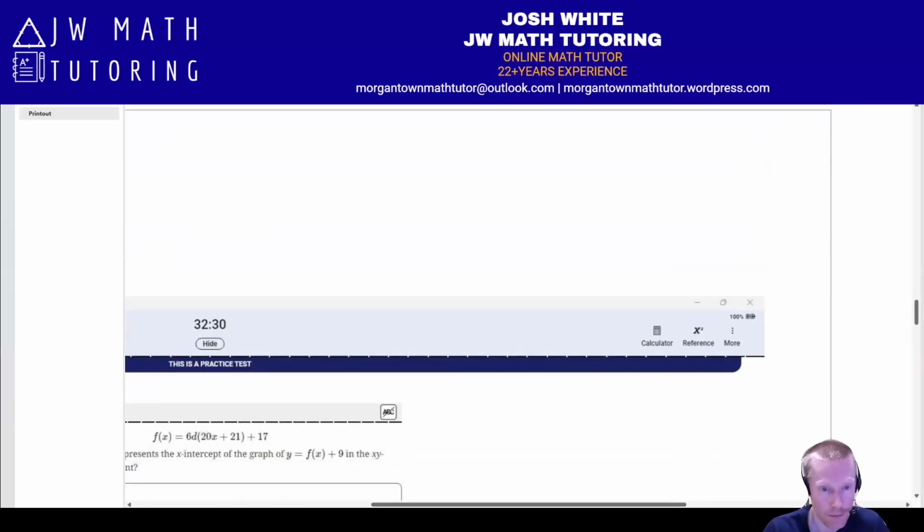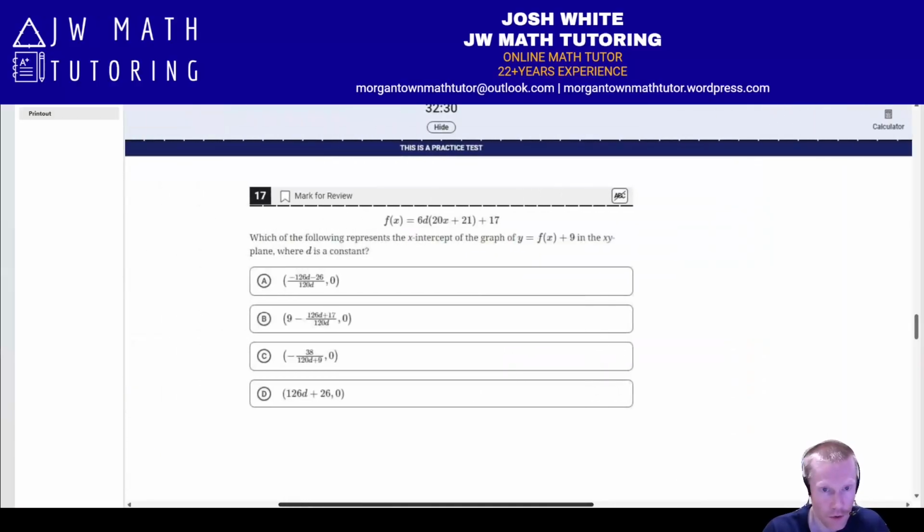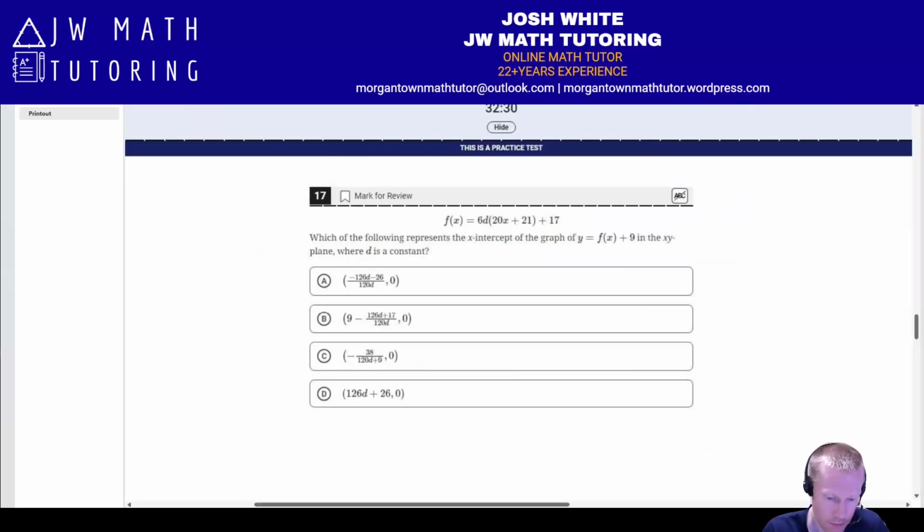All right, next question up is, again, practice test 2, module 2b. It is question number 17. So on this problem, you are given the equation of a line. Again, it's got a constant, random letter in here. And this is a function, and it wants to know about the x-intercept of the graph of this function shifted up 9 units.